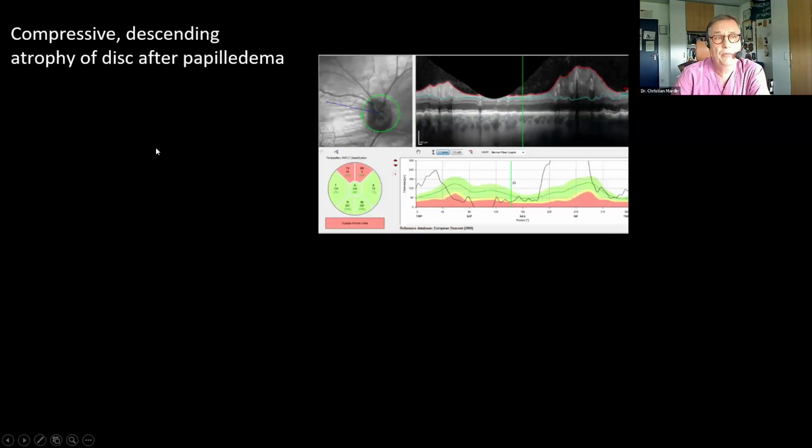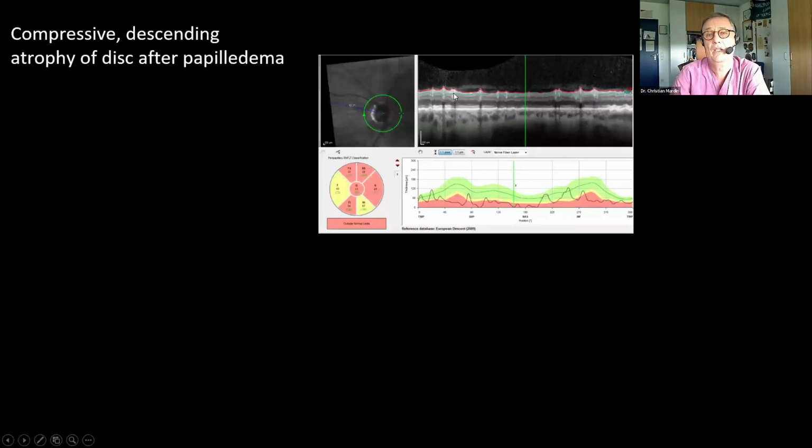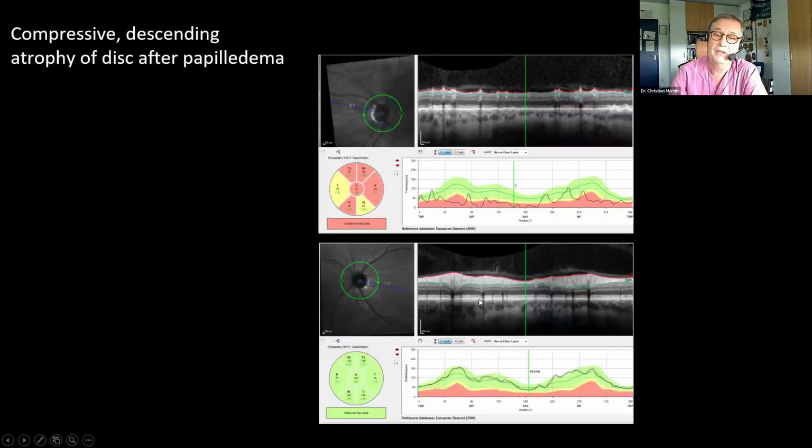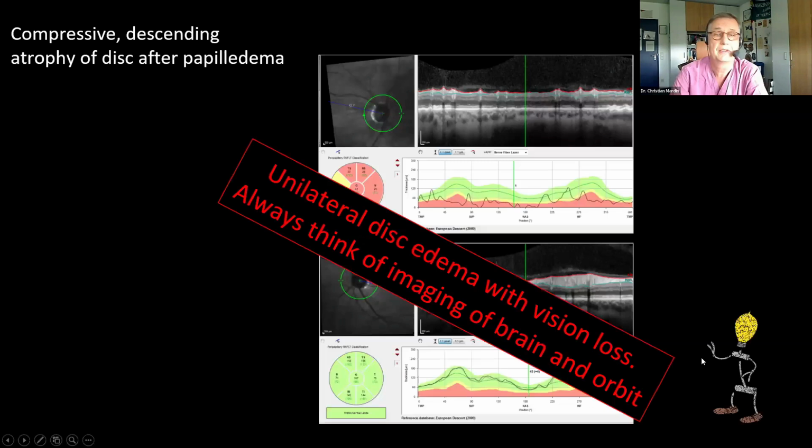So if you have a compressive descending atrophy of the optic disc after papilledema, it may end up like this with visual field defects and defects of the retinal nerve fiber layer. This, in contrast, is the healthy eye with a normal measurement of the nerve fiber layer. In the course of the disease, so in unilateral disc edema with vision loss, you must always do an imaging of the brain and orbit to rule out a tumor.